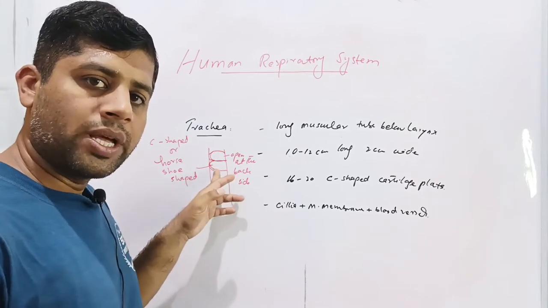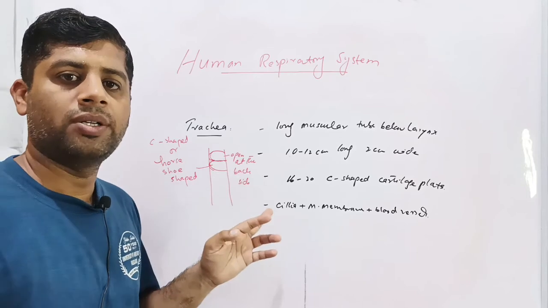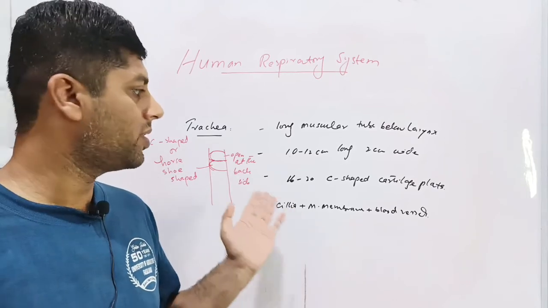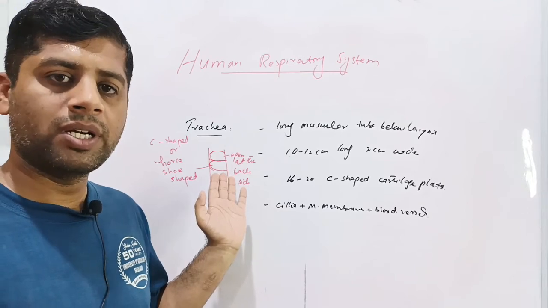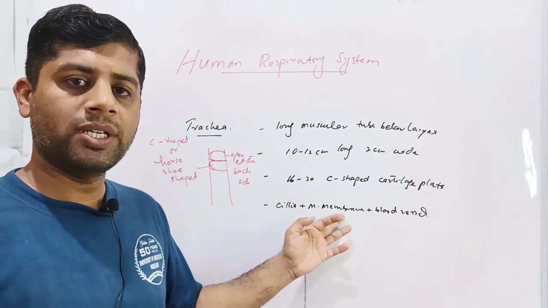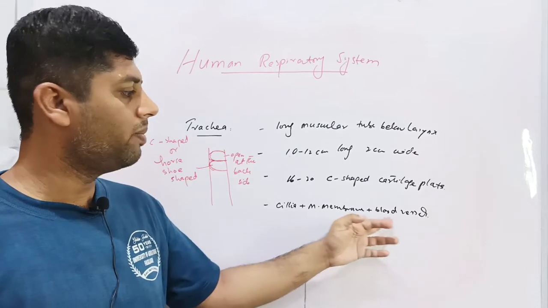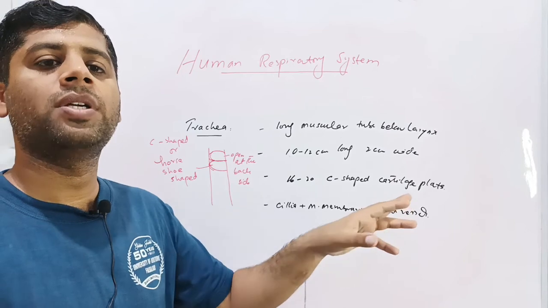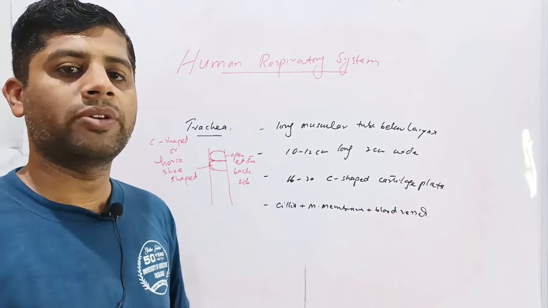Again, the trachea, just like the nose, is lined with cilia, mucous membrane and a rich blood supply. The cilia filter or trap germs or bacteria. The mucous membrane provides mucus and humidifies or moistens the air, and the blood vessels or blood capillaries warm up the air so that the lungs may not be damaged by cold air flux.